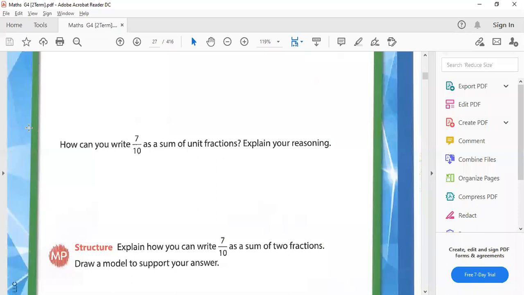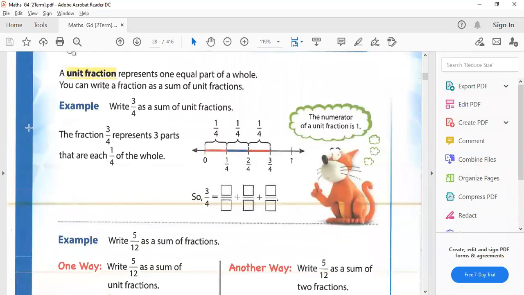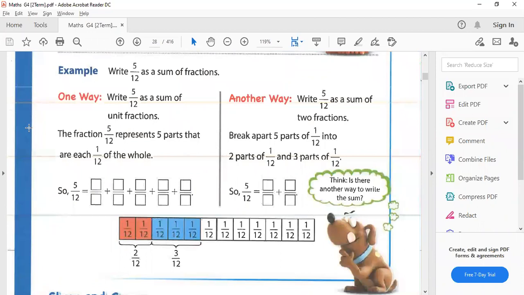Another way to decompose a fraction, the first one was using a unit fraction. So if we have a fraction like 5 over 12, we can make it the sum of 5 unit fractions. So this 5 is 1 plus 1 plus 1 plus 1 plus 1.